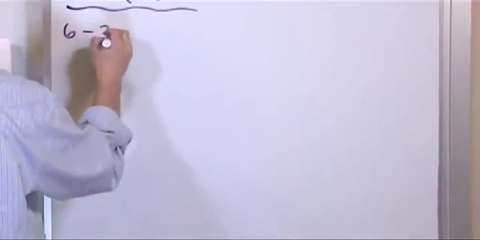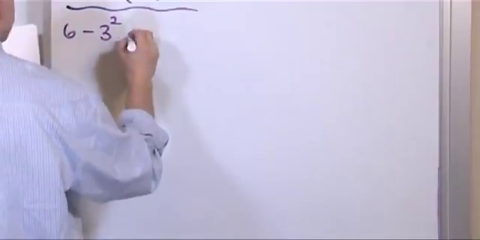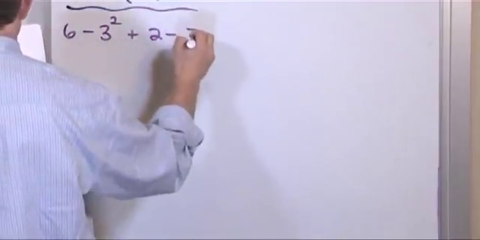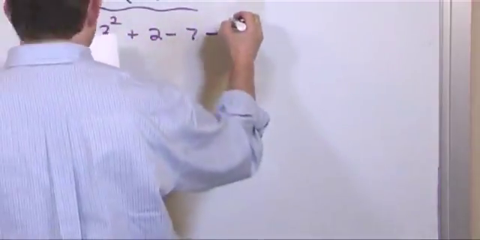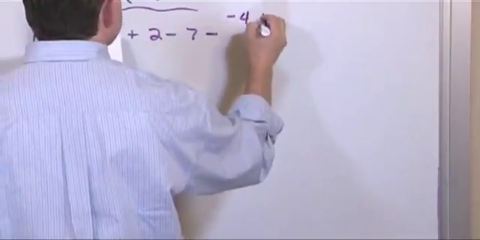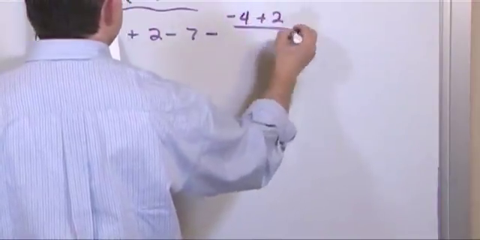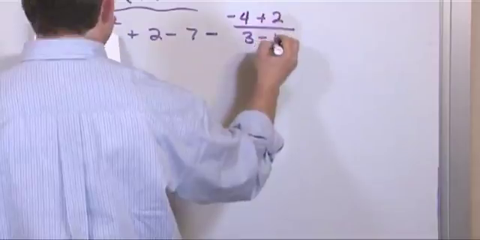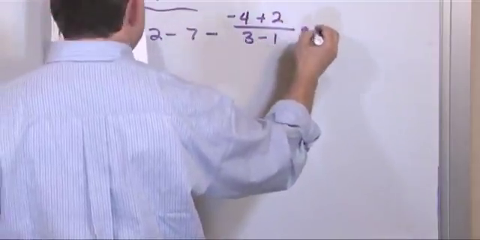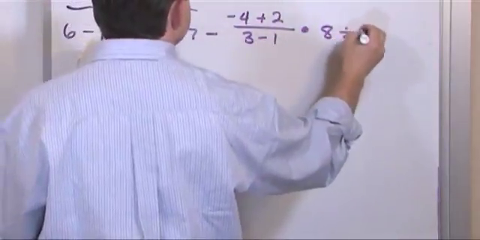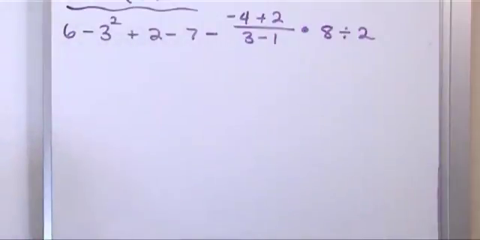6 minus 3 squared plus 2 minus 7 minus, over here we have a fraction, negative 4 plus 2 over 3 minus 1, multiplied by 8 divided by 2. So what we need to do here is really dig down and figure out what we need to do first. And there's a lot of choices.